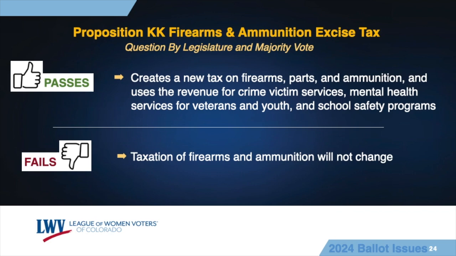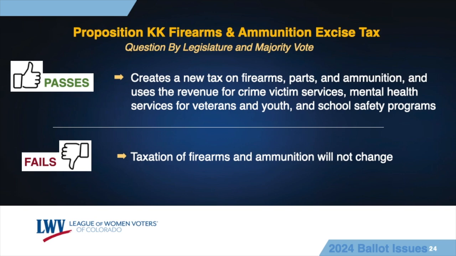Proposition KK, Firearms and Ammunition Excise Tax. Placed on the ballot by the legislature, this referred measure passed with only Democratic support. All the Republican legislators and 2 Democrats voted against it. This question does not change the text of state law, and it passes with a majority vote. What if it passes? It creates a new tax on firearm parts and ammunition of 6.5%, and uses the revenue for crime victim services, mental health services for veterans and youth, and school safety programs.